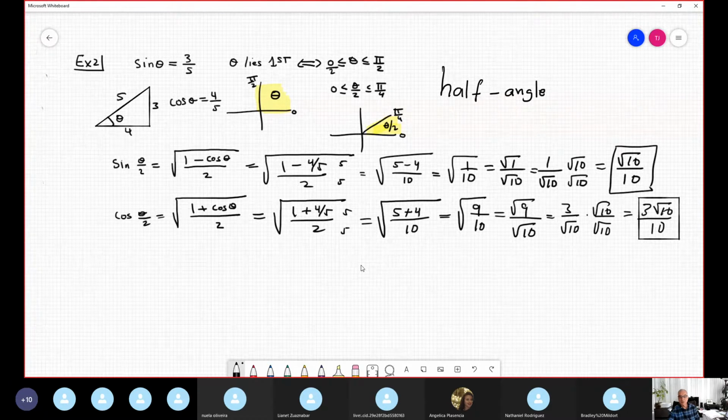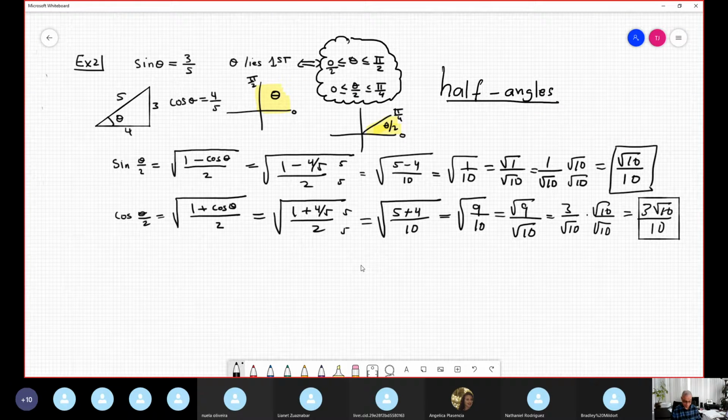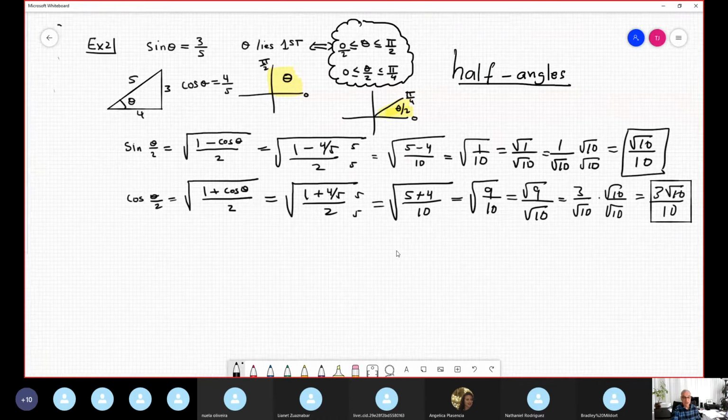But you infer, using the compound inequality, that if theta lies in the first quadrant and you divide it by 2, theta over 2, the half angle, also lies in the first quadrant. So any trigonometric function that we compute is positive. Clear or no? Yes, it is, Professor. Okay. Let's move on to example 3.